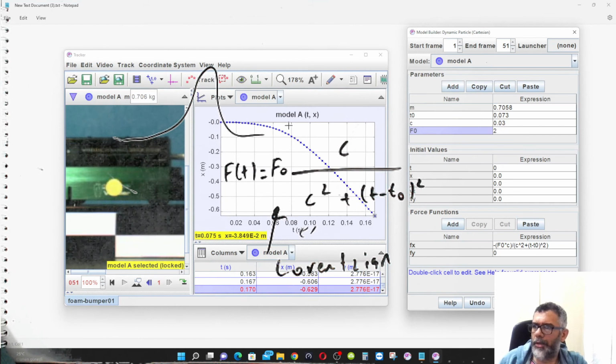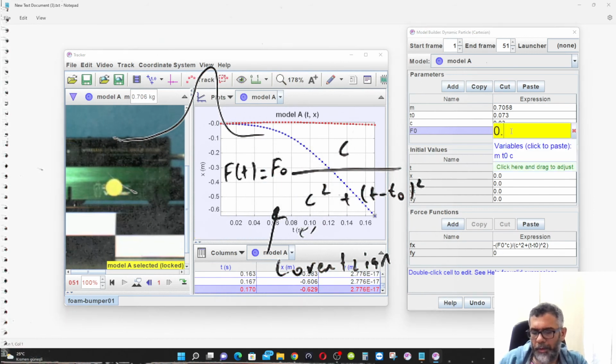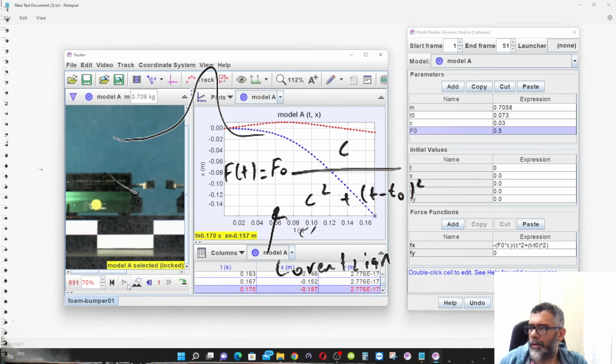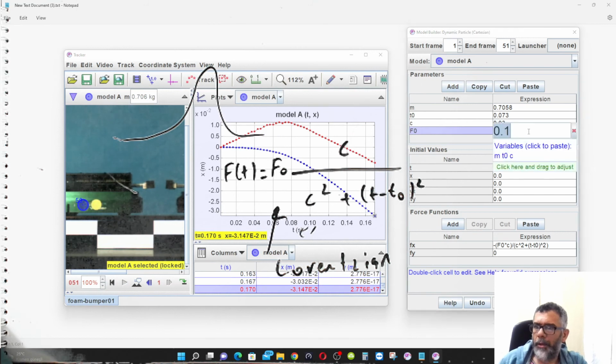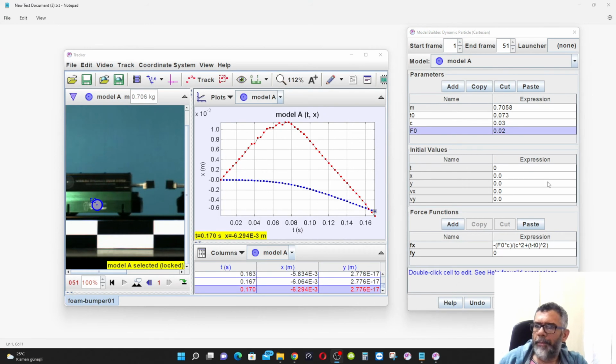Okay, so you see this is the model, and compare this to again the mass. It seems that this force is very large. Let's make it 0.5. No. Okay, so first run this. You see it's large. Let's make it 0.1 maybe. No, still large, 0.02. As I told you, in this case f0 is not the maximum force, but something else, because we also have this multiplication with c. Let me get rid of this.